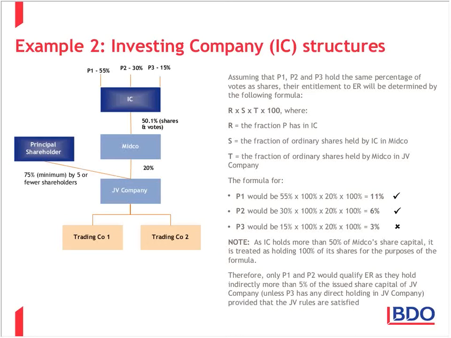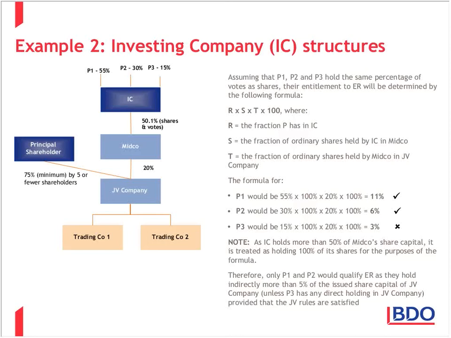We now know what R and S are in the formula, and T in the fraction is the ordinary share capital held by Midco in the JV company. So if we start with P1 again, we multiply R, being her 55% holding in the investing company, by S, being the investing company's deemed 100% holding in Midco, by T, which is Midco's 20% holding in the JV company. And this formula tells us that P1 has an 11% indirect interest in the JV company, and therefore passes through the ER gateway.